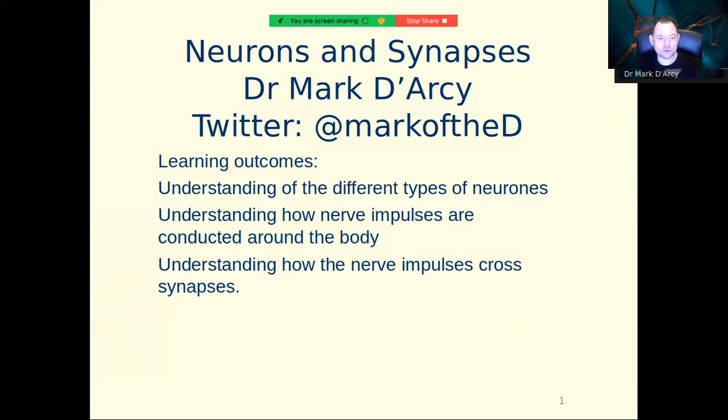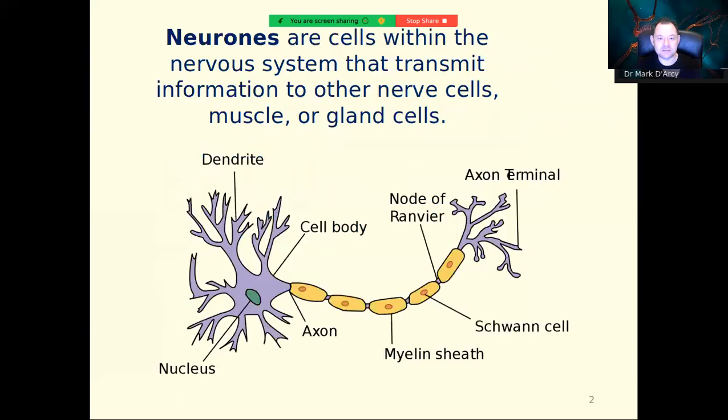Okay, so today we're going to talk about different types of neurons, how nerve impulses are conducted around the body, and how nerve impulses pass from one neuron, that is nerve, to another at the synapses. So neurons are cells within the nervous system that transmit information to other nerve cells, or to muscle, or to glands. So nerves, yes, they connect around the brain and around the spinal cord, but also nerves connect to and stimulate muscles and glands. What we have here is a generalized diagram of a nerve.